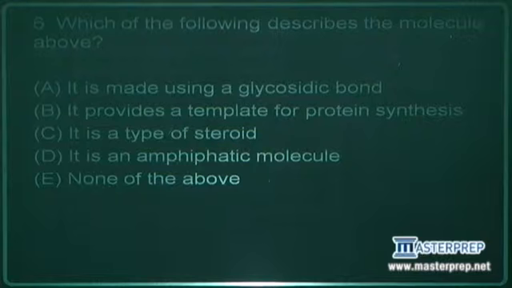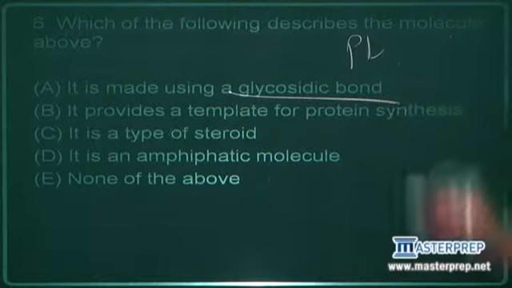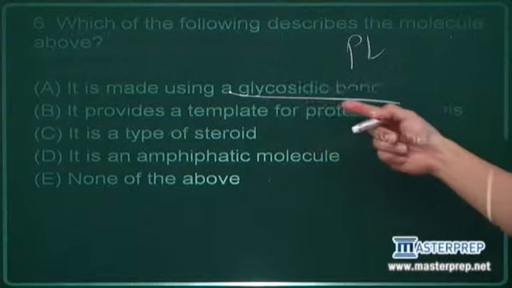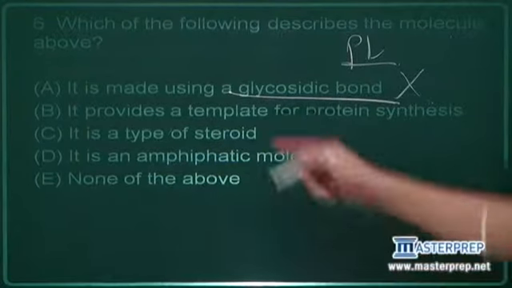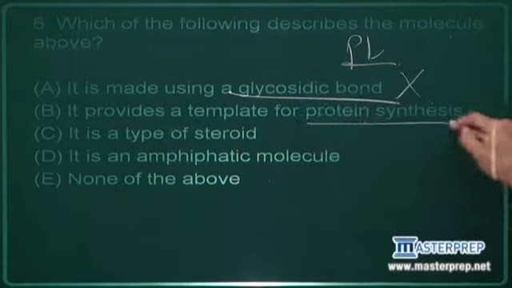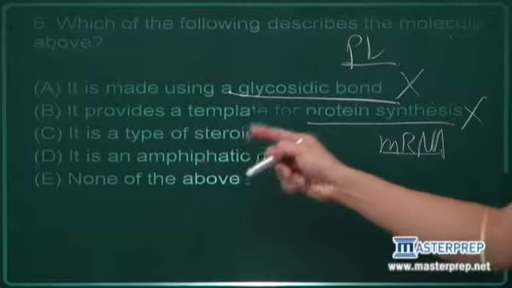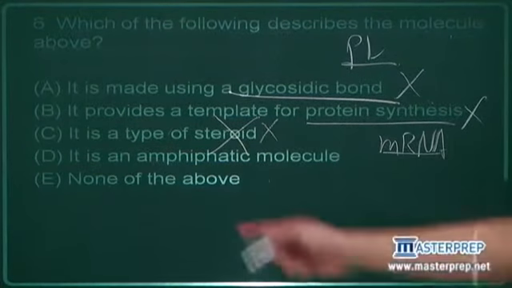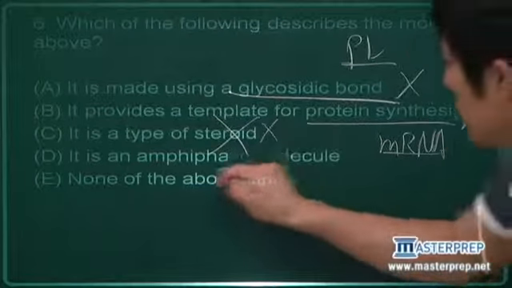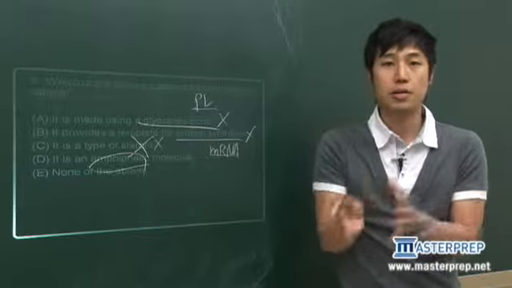6, which of the following describes the molecule above? It is a phospholipid, right? Okay, A, it is made using a glycosidic bond. Nope. A glycosidic bond is the chemical bond used to make polymers of polysaccharides. So nope, it is not a polysaccharide. B, it provides a template for protein synthesis. Nope. It's talking about mRNA. It is a nucleic acid. C, it is a type of steroid. Nope. It's a type of lipid. D, it is an amphipathic molecule. Yes. What does amphipathic mean? Amphi means like bi, on both sides, right?